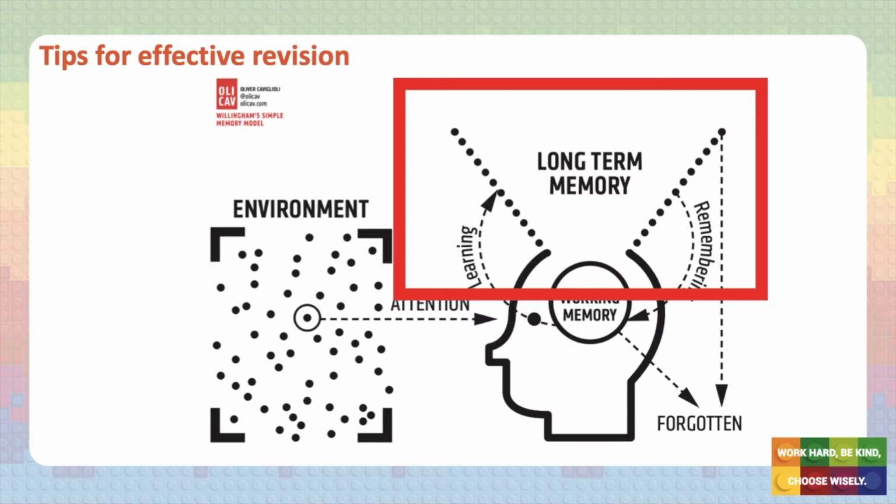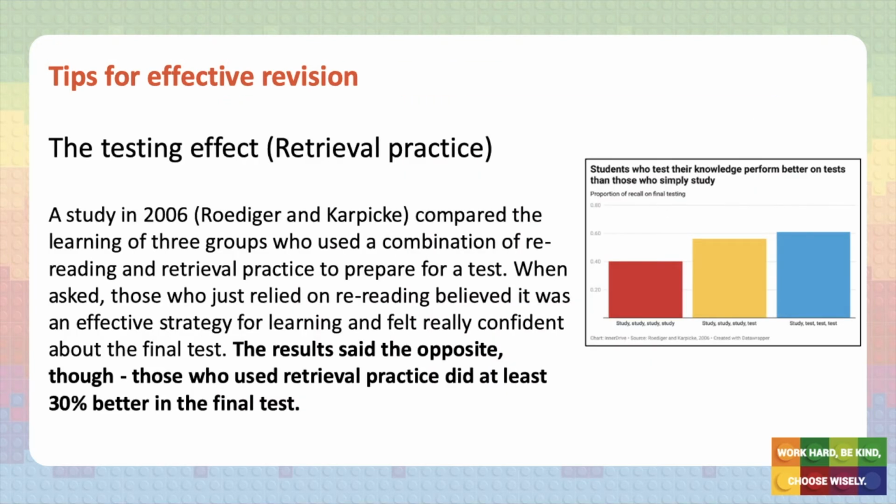So strategies that we need to consider all revolve around what we call the testing effect, and it's also known as retrieval practice. And ultimately what this means is that we need to think about things rather than just reading over notes and highlighting them and then just reading over them again. We need to make sure that we are looking at information and then testing ourselves from memory to make sure that it works.